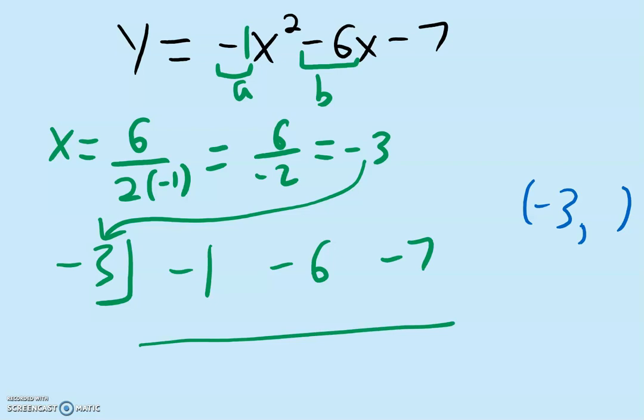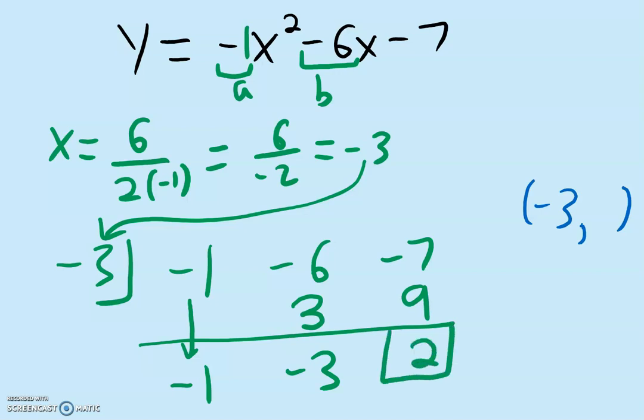First step you do is you bring down the first number. So we're going to copy the -1. And now we multiply. -3 multiplied with -1 is +3. And then we add. -6 plus 3 is -3. And then we multiply again. -3 multiplied with -3 is +9. And then we add. -7 plus 9 is +2. And so this is our y-coordinate. And we're going to put this in here, and now we have the vertex.